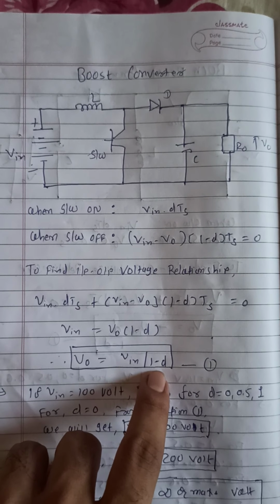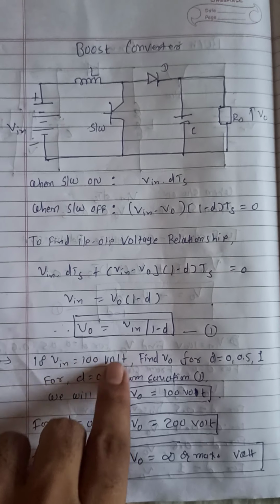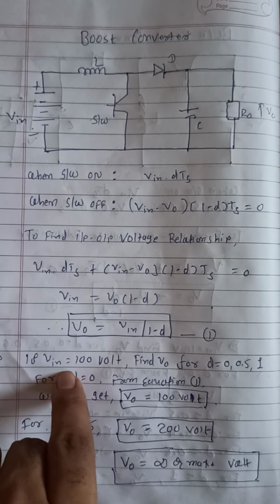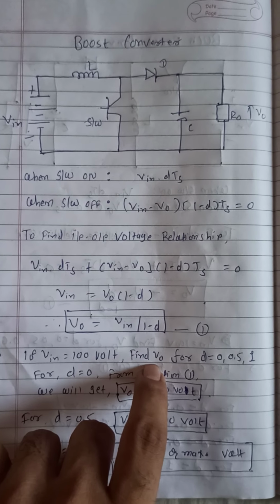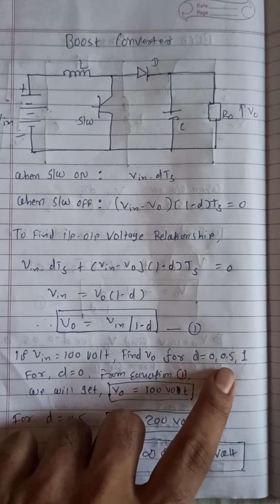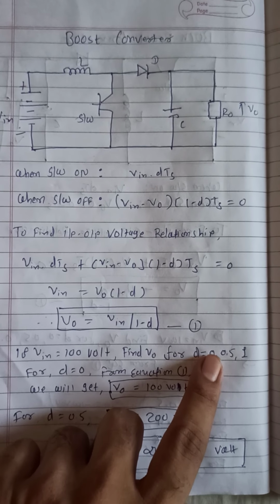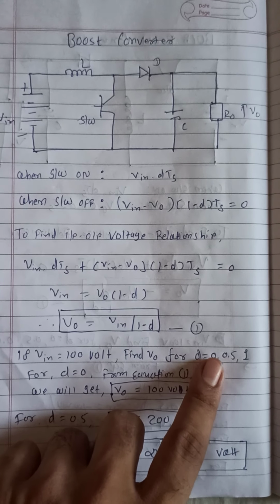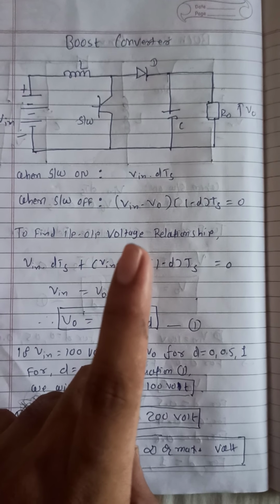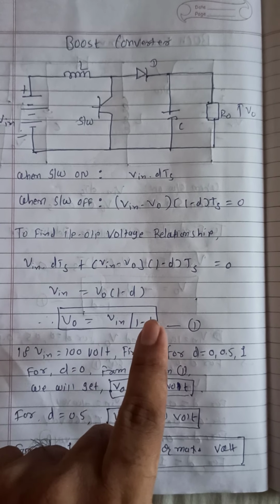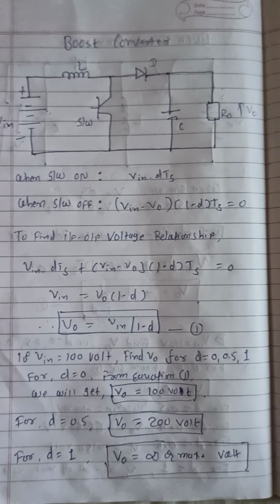So how is it converting higher output voltage than input voltage? Let's see from the example. We have taken input voltage as 100 volt, and we will find output voltage for 3 different cases, for D equals 0, 0.5 and 1. These 3 cases we have also seen for the buck converter in the previous lecture. But similarly, we will see over here how this converter gives output voltage higher than input voltage. In the buck converter, it converts to lesser or low output voltage than input voltage.